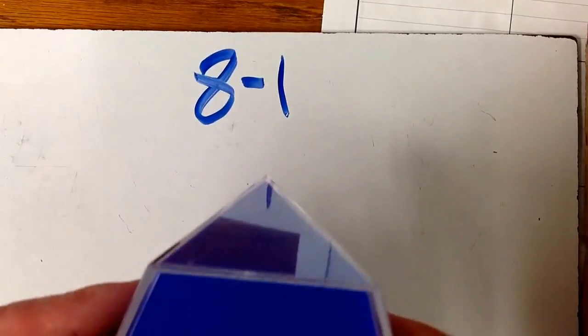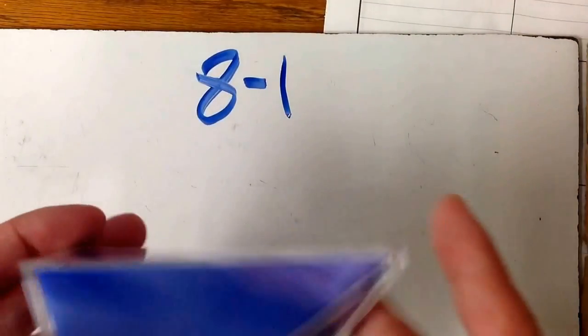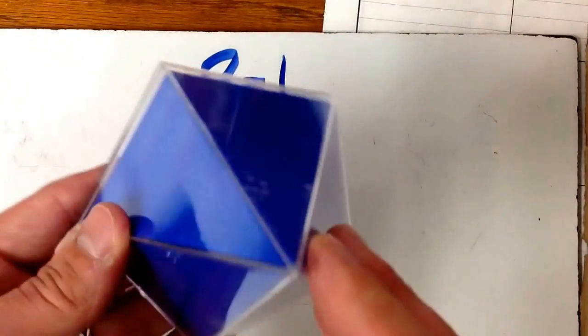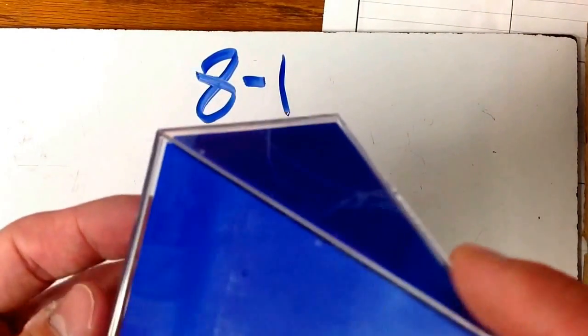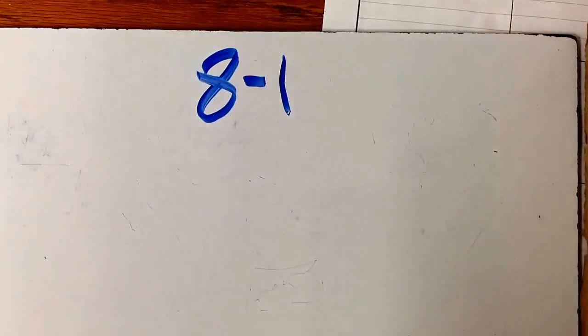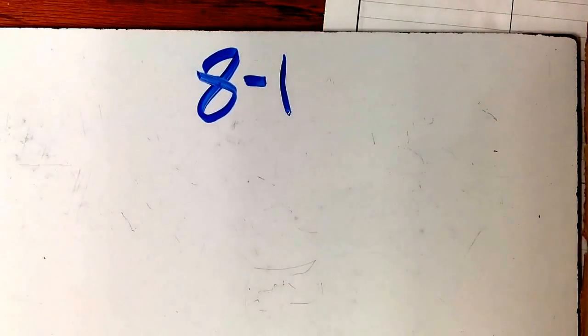So those are prisms and pyramids, and in your book you're going to see a lot more examples. We can have a pentagonal prism, we can have a square pyramid, or a triangular pyramid. Those are probably ones that you've recognized.